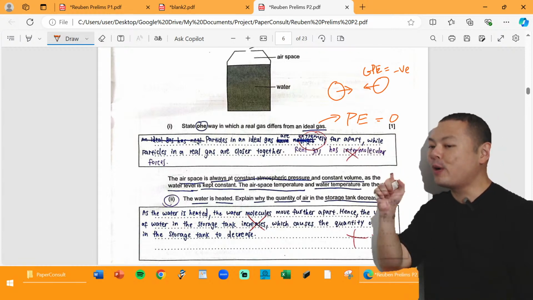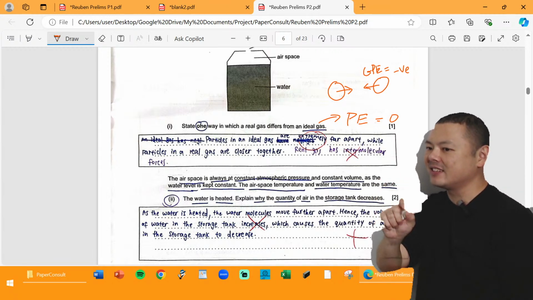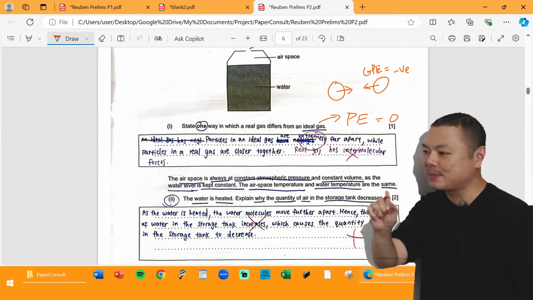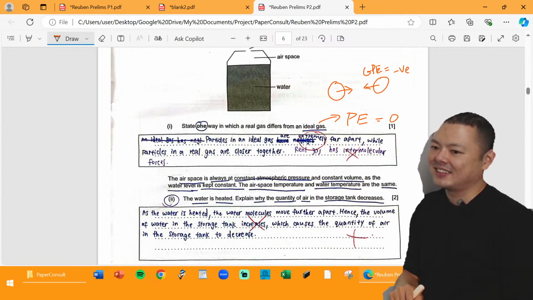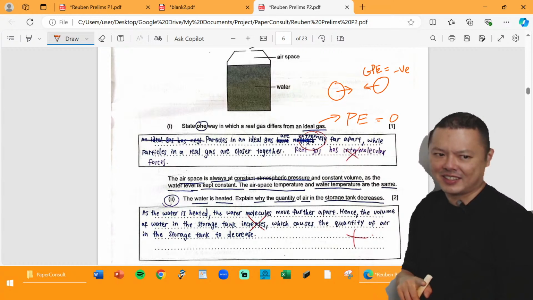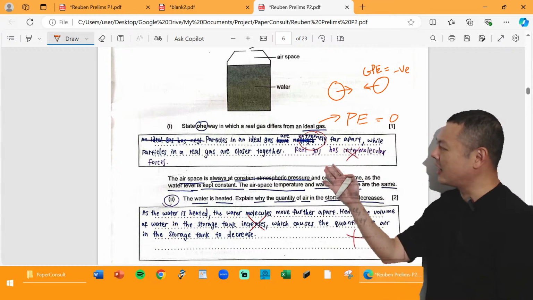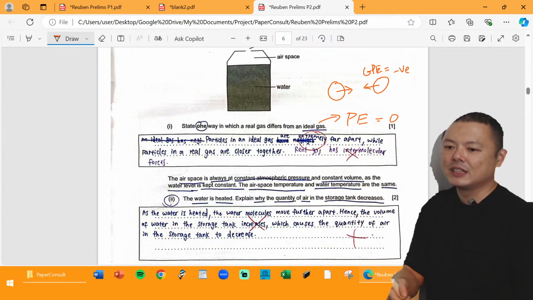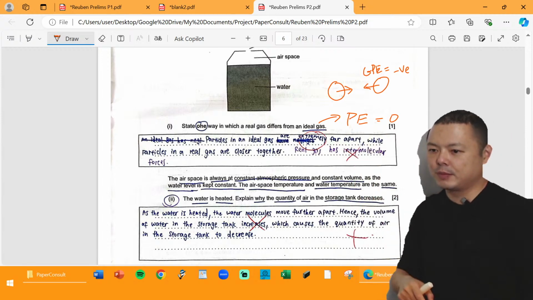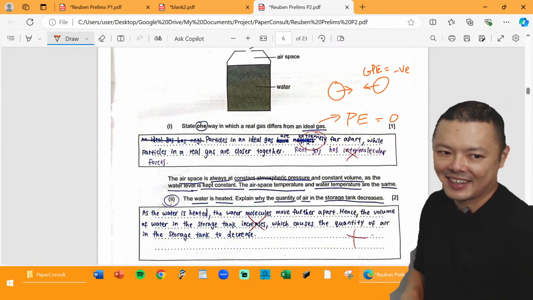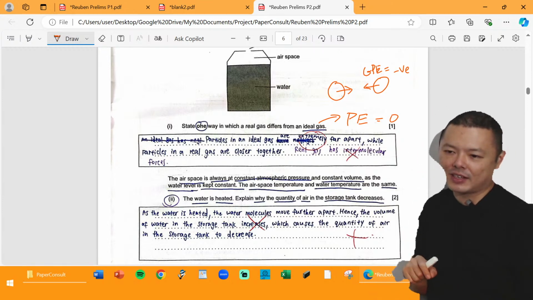The volume of the gas particle is considered negligible compared to the volume of the gas. Yes, you're right. So there's no intermolecular force. Correct. So the question is this: ideal gas, can you buy it from the shop? You cannot, right? So you can only model ideal gas. How do you model ideal gas?